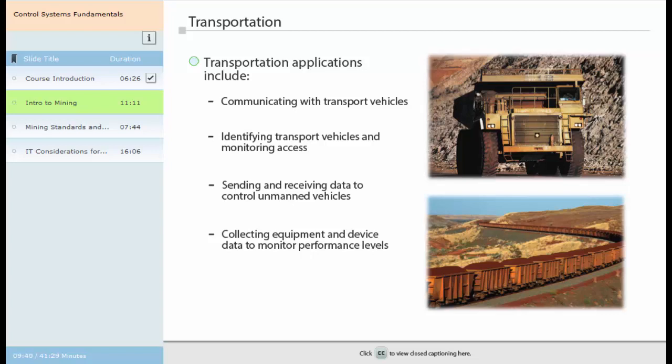Communicating with transport vehicles to determine load quantities, departure and arrival schedules, and location status. Identifying transport vehicles and monitoring access to excavation and processing sites for security purposes. Sending and receiving data to control unmanned vehicles. And collecting equipment and device data to monitor maintenance and vehicle performance.